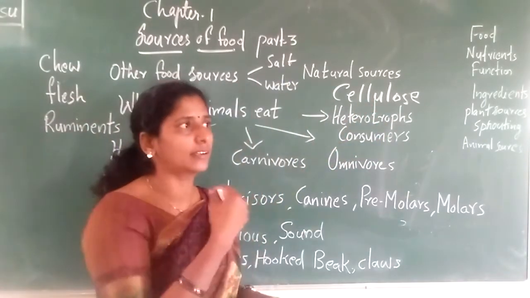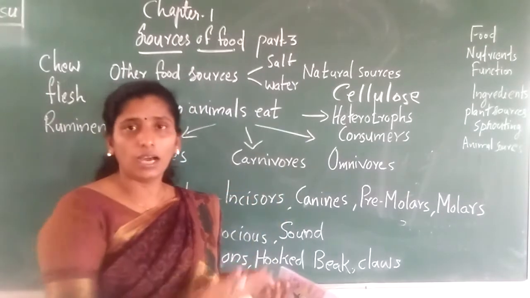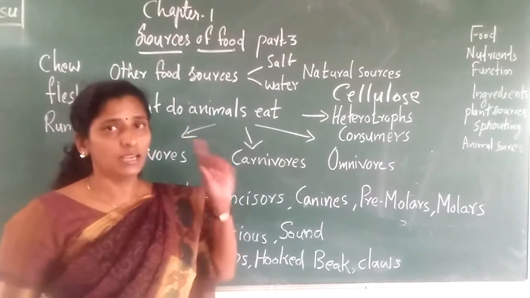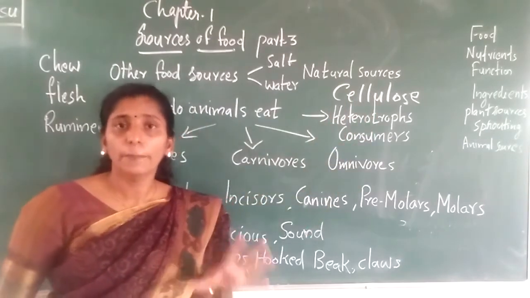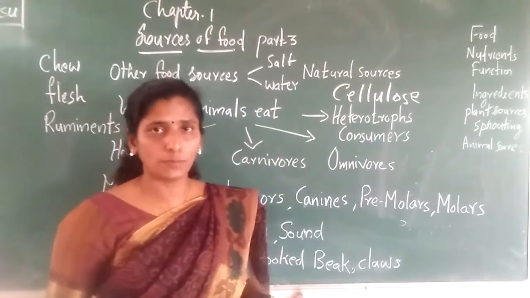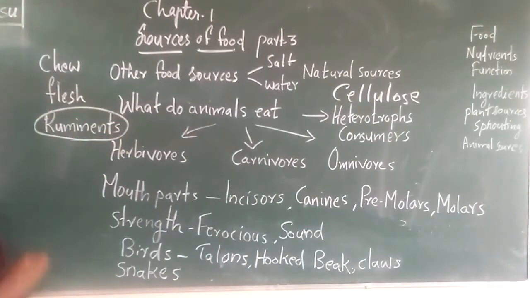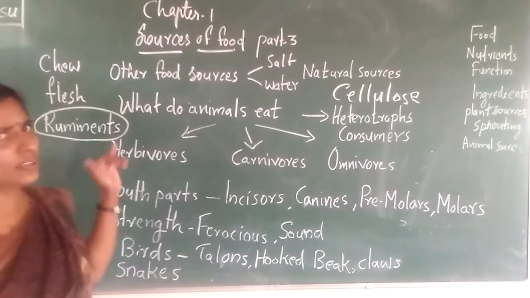Can you eat the leaves of the plants directly? No, it will not digest because you don't have those microbes. But herbivorous animals can digest the cellulose just because of the presence of some microbes. And not only that, most of the herbivores are ruminants. What are ruminants?